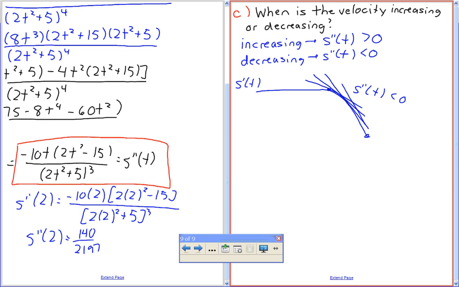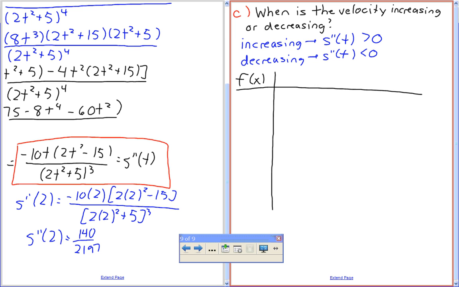Are we just finding the domain or range? Not really. We're going to do what's called sign charts. Going back to advanced functions, one way to do this is with a sign chart. What you are going to do is write all of these three things in. I'm going to put negative 10t in there, 2t squared minus 15 in there, and 2t squared plus 5, and I write that 3 times.